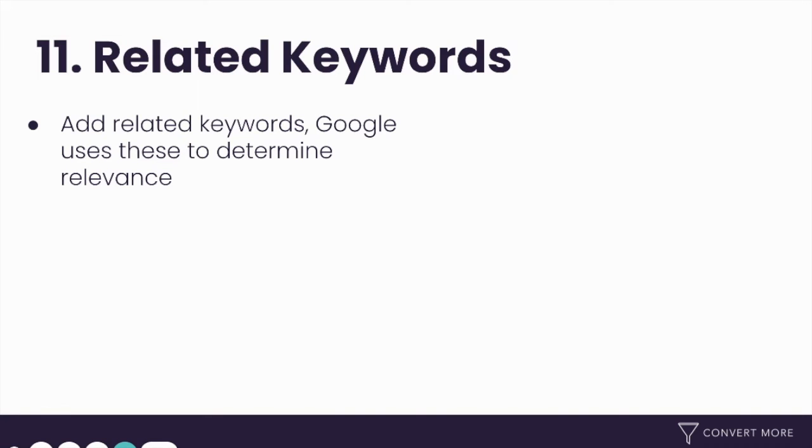Number 11, related keywords. Every page on your website needs to be geared up to rank for one primary keyword or key phrase. But throughout the page, you also want to have related keywords, secondary keywords about that topic. Google uses these to determine the relevance of that page. The more different versions of the main keyword and keywords that are related to it you've got on the page, the more Google can understand what this page is about and see the relevance of them.